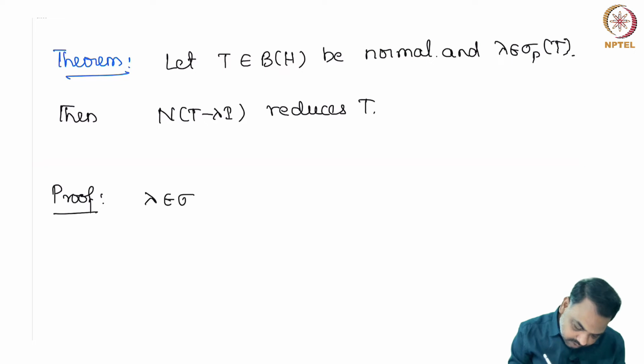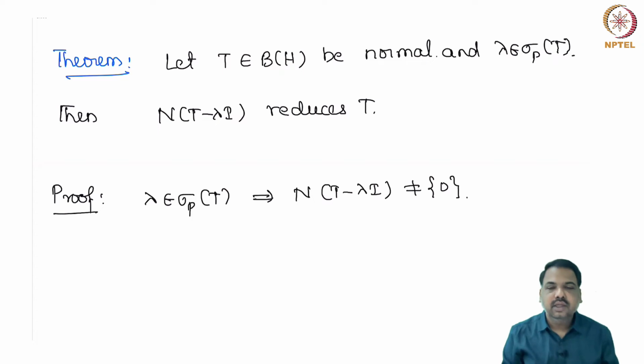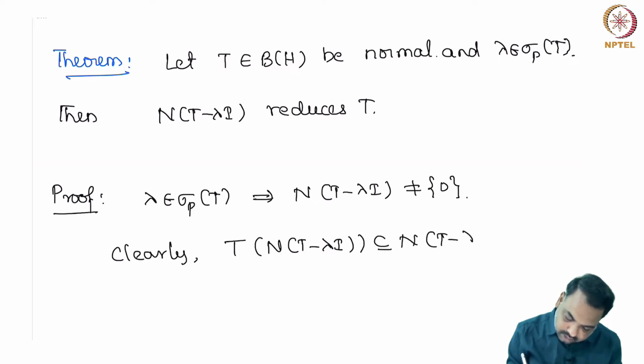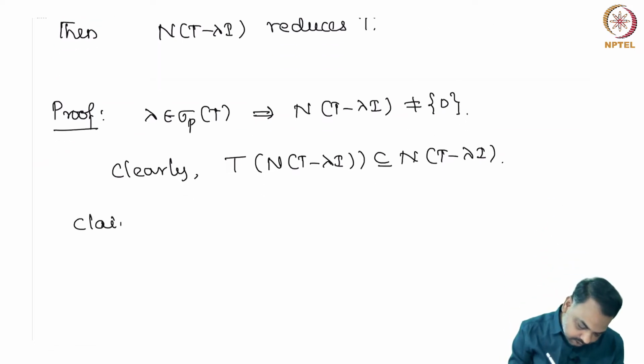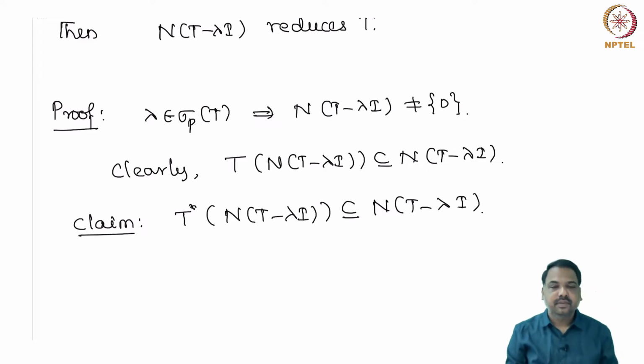So lambda in the point spectrum of T implies the null space of T minus lambda I is non-zero. So clearly the null space of T minus lambda is an invariant subspace. Now we want to show that the null space of T minus lambda is also invariant under T star. We want to show that T star of the null space of T minus lambda I is contained in the null space of T minus lambda I.